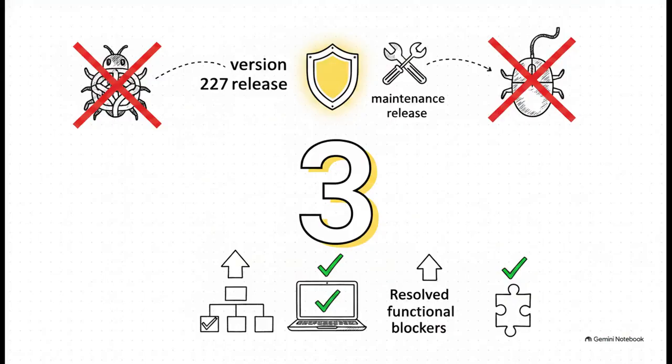There are exactly 3 concrete, workflow-disrupting bugs that have been successfully isolated and squashed in version 2.1.277. And to be clear, these aren't minor typos in the documentation. No way. These are actual, functional blockers. Let's break them down one by one so you can see if you've been a victim of these sneaky errors and, more importantly, how they've finally been resolved.